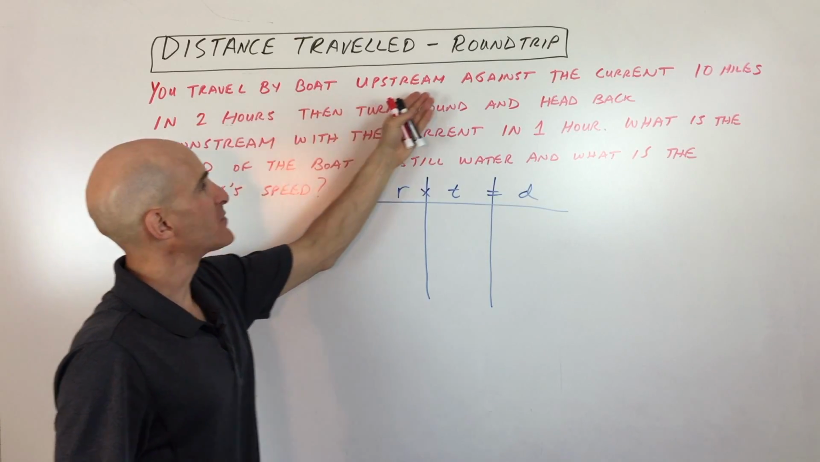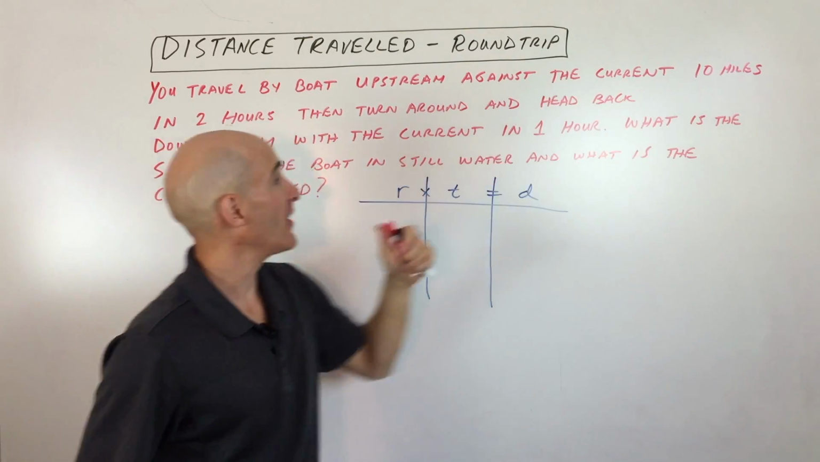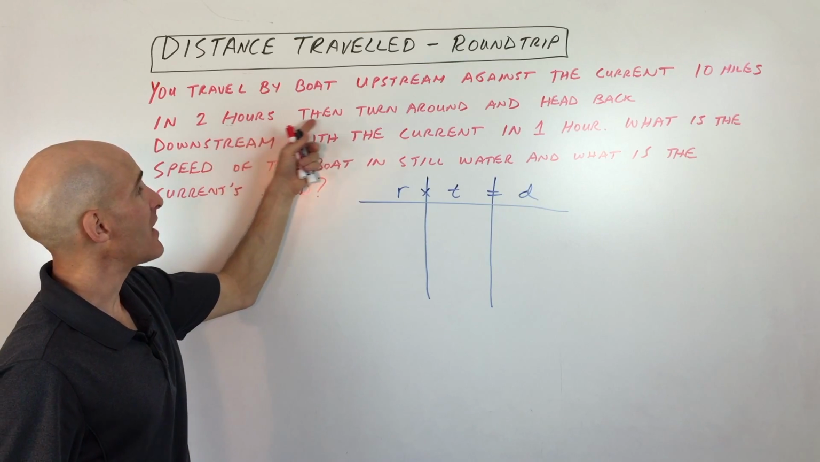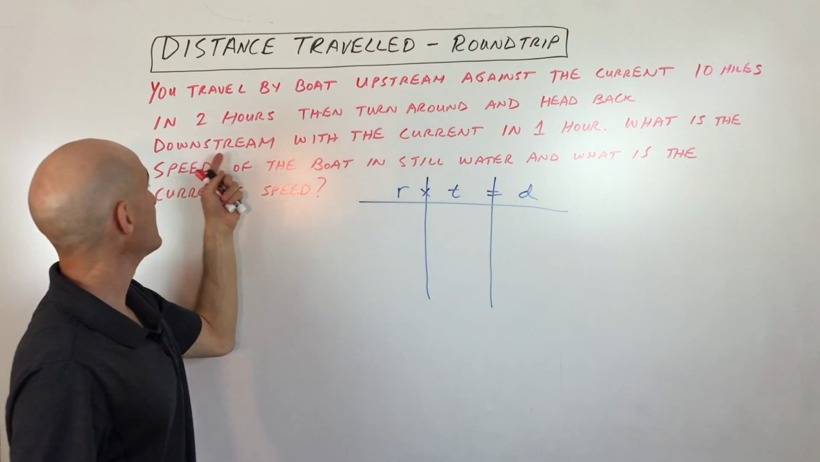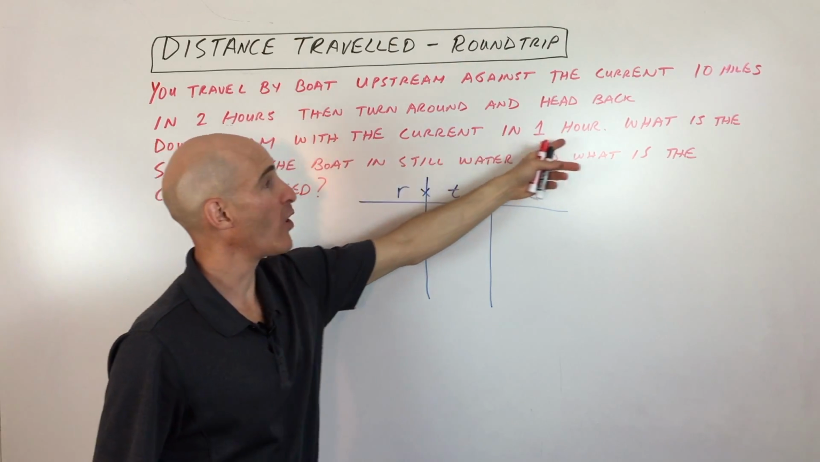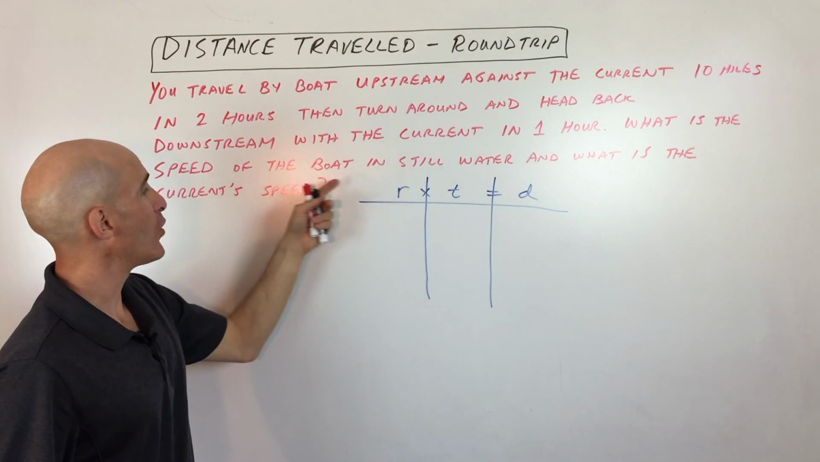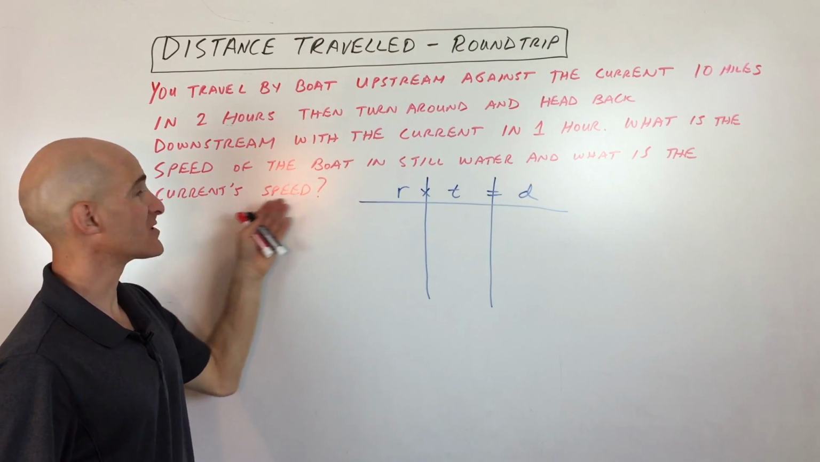You travel by boat upstream against the current 10 miles in 2 hours. Then you turn around and you head back downstream with the current in 1 hour. What is the speed of the boat in still water, and what is the current speed?